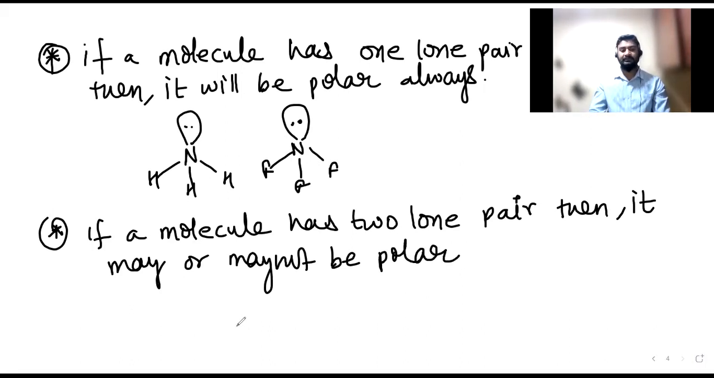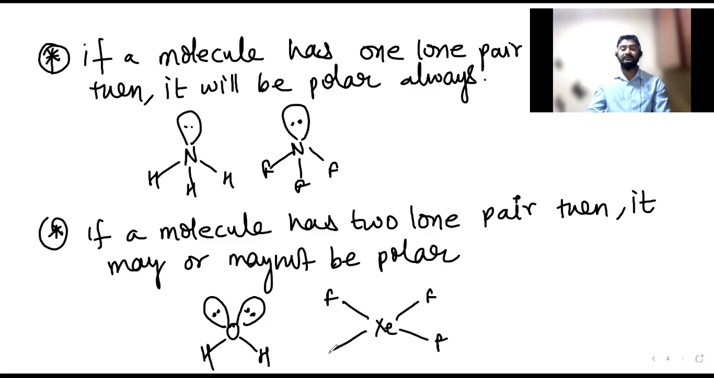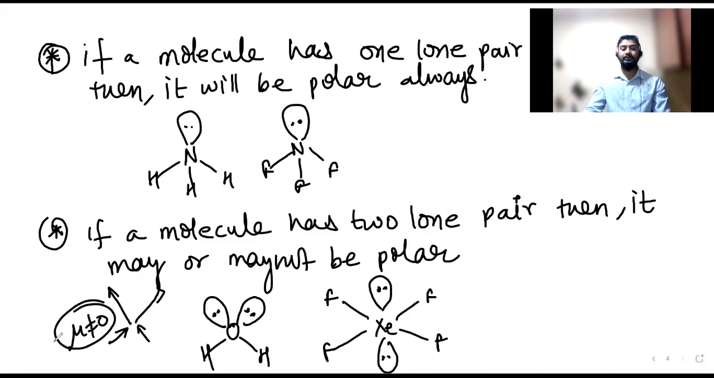Let me give an example. Suppose this is a molecule like water. And on the other hand, we have a molecule like CF4. See, both of them have two lone pairs, right? But this one has a vector diagram like this, so it is definitely a non-polar molecule.